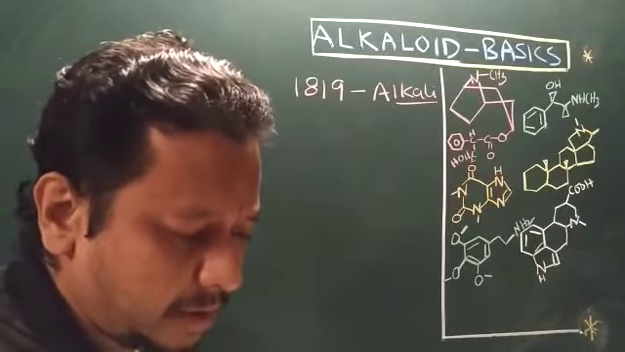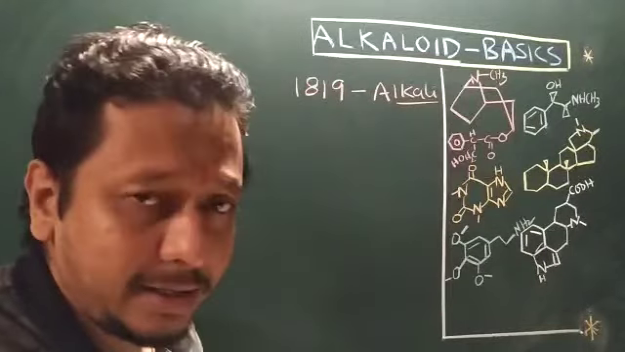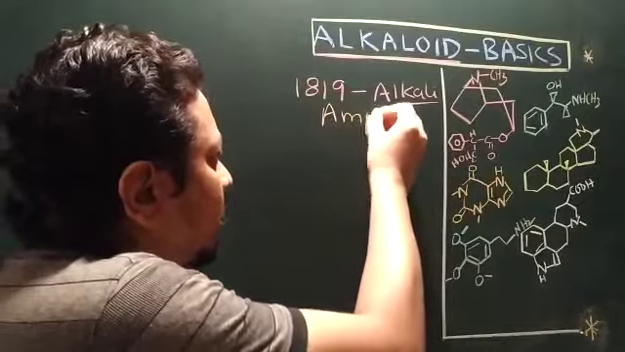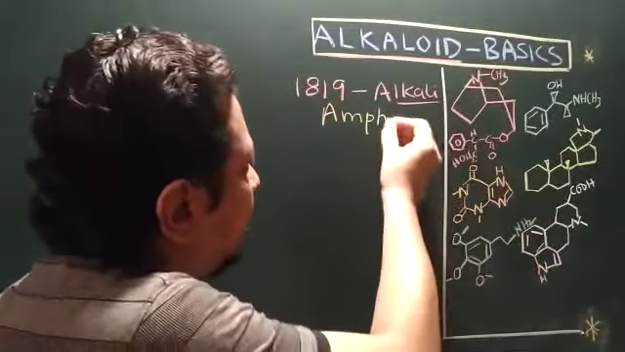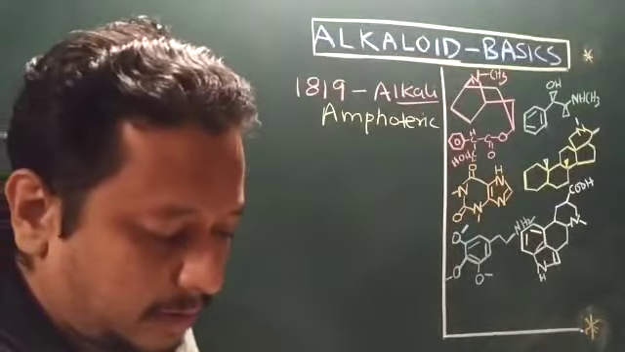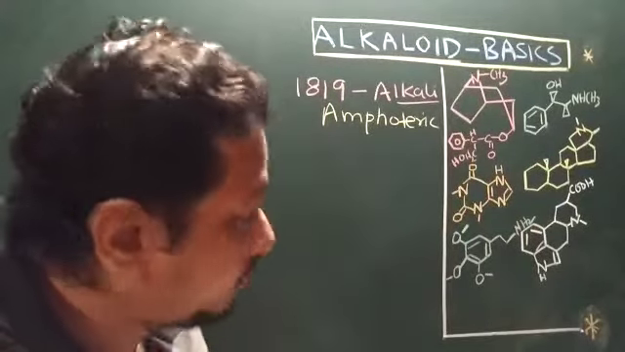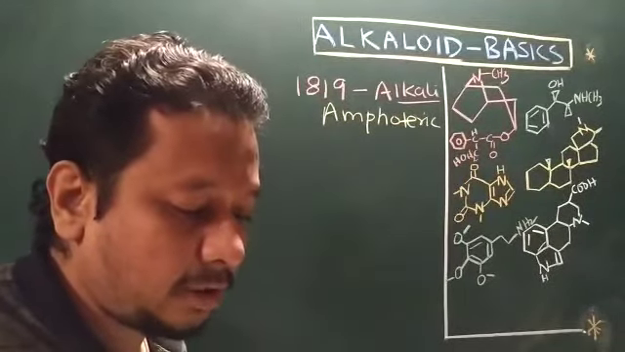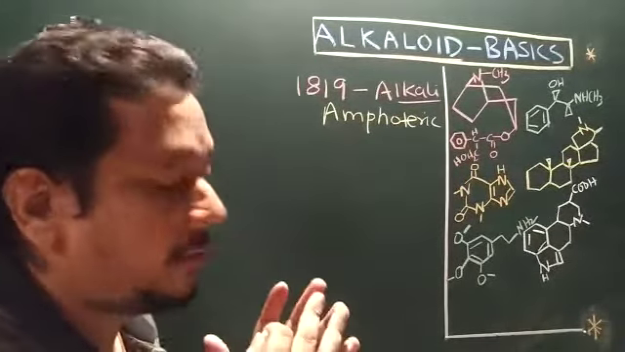But there are some exceptions, like theobromine and theophylline. They are amphoteric alkaloids, amphoteric in nature. I have drawn the structure of theophylline over there. And normally the extraction of alkaloids is carried out in three different ways.